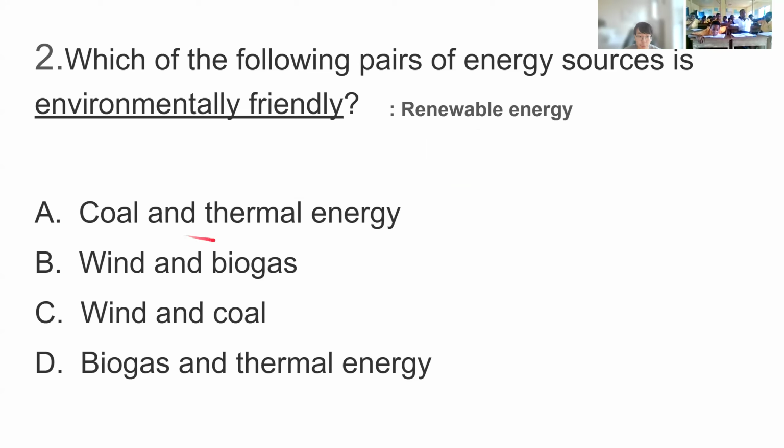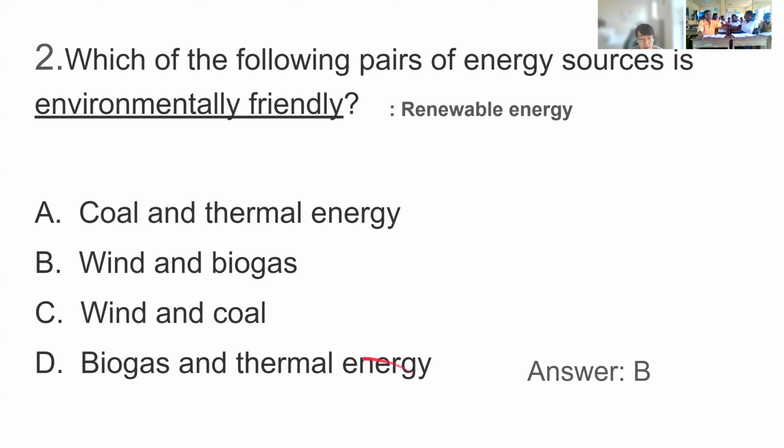A, coal with thermal energy. B, wind and biogas. C, wind and coal. Or D, biogas and thermal energy. Yes, that's right. The answer is B, wind and biogas, because coal is non-renewable. So we can eliminate A and C.